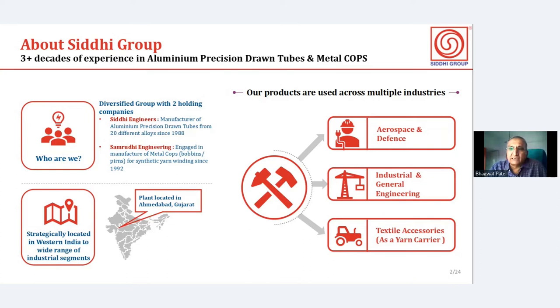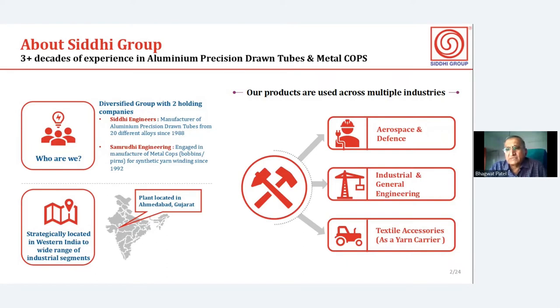We are located in Western India, and SIKMET is near to us. As I explained, we are in the manufacturing of precision aluminium tubes, which are used in a wide variety of applications. One is aerospace and defense applications, whereby we supply and develop many products related to payload, like waveguide. Many other products are cryogenic fuel supply lines and many other aerospace grade products.